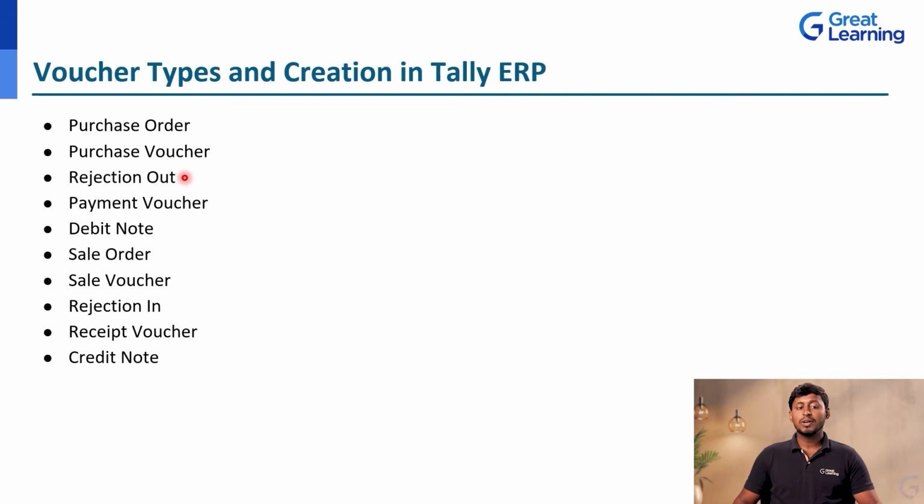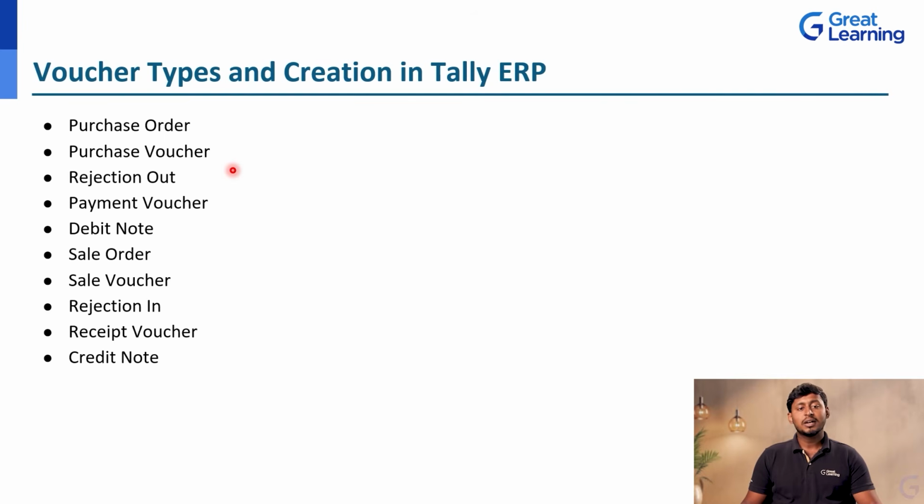Next you have the purchase voucher. Once you send the order, they are going to send the goods, correct? That needs to be called a purchase voucher. So ordering is different, the purchase voucher is different, correct? You need to get the purchase voucher, so you need to create the purchase voucher in Tally 9 or Tally ERP software.